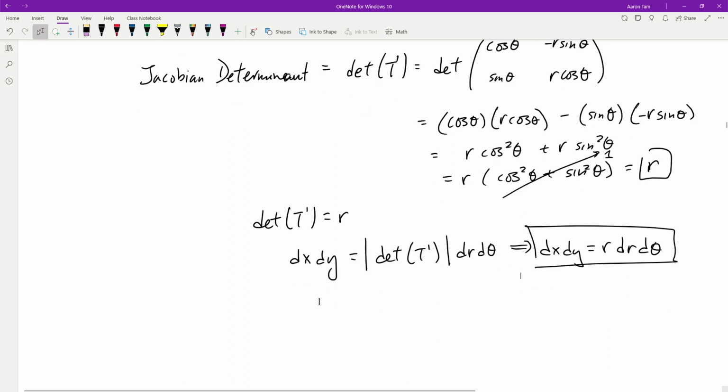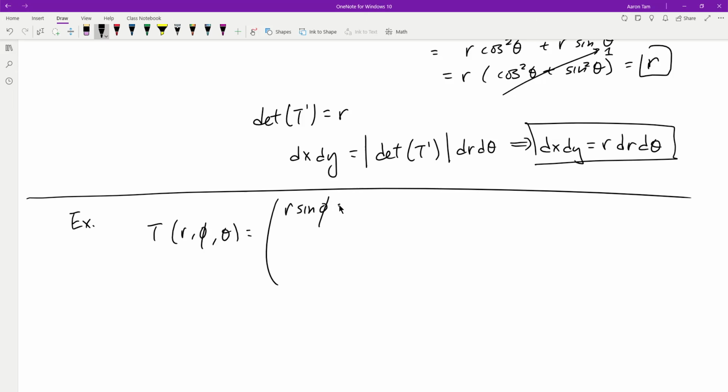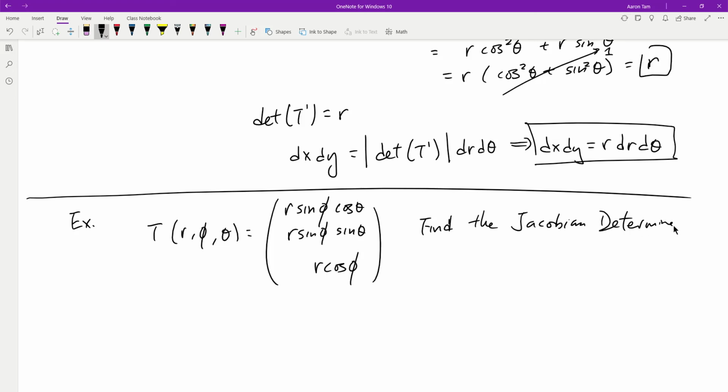Now, it's probably interesting to see what the spherical one is, so let's go and do that one too. Let's say that we let T of r, phi, theta be equal to r sine phi cosine theta, r sine phi sine theta, r cosine phi. I'm going to try to find the Jacobian determinant for this coordinate transformation. All right, so let's go and do that.